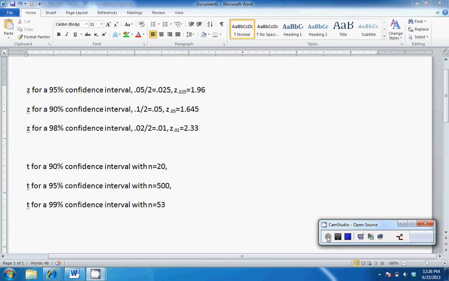Okay, so here's the video on how to find the t-values that go into the confidence interval formulas. So here are the three examples I've come up with.